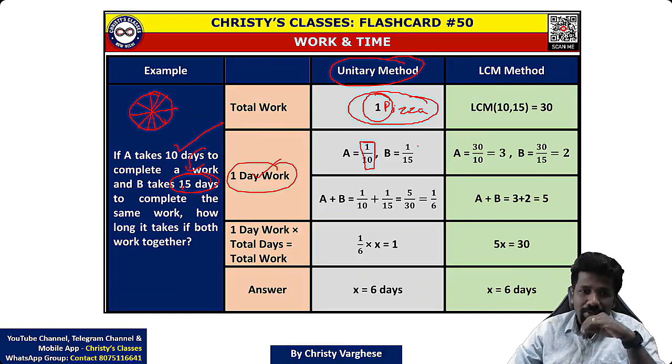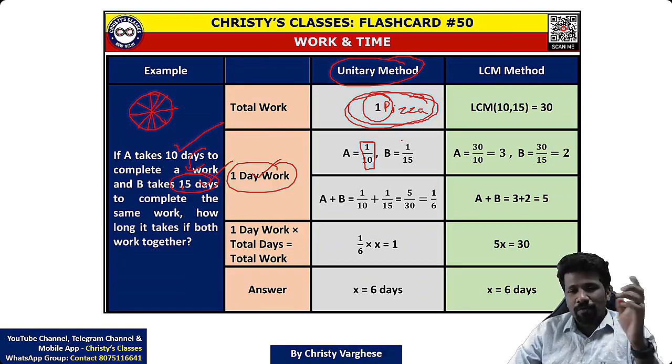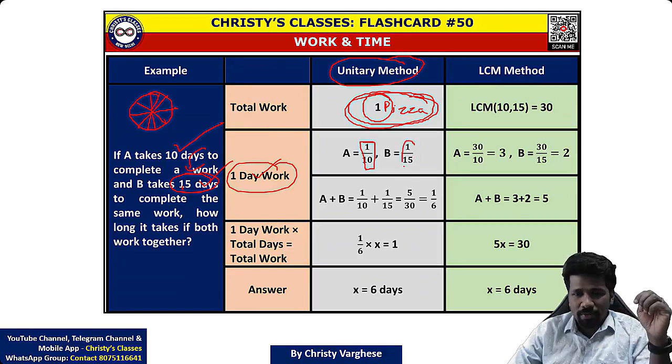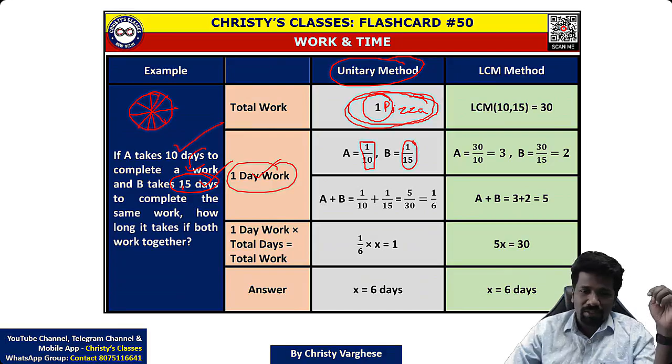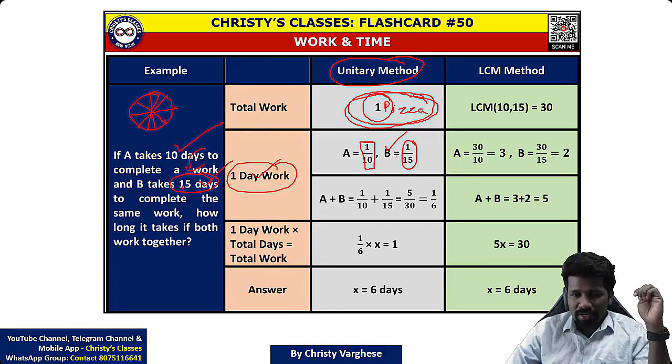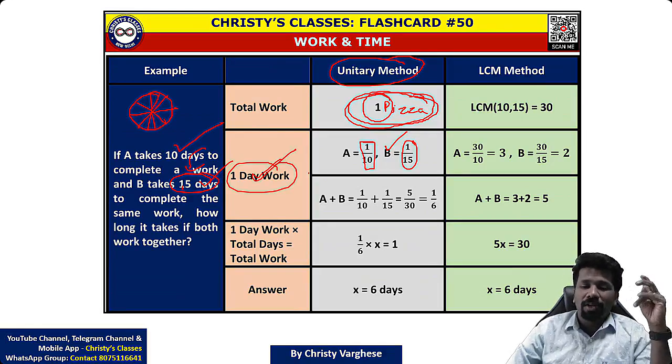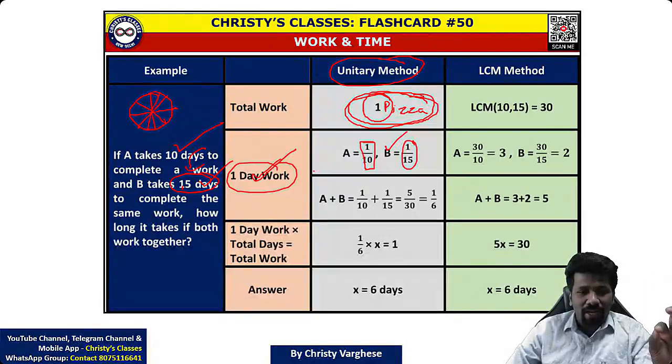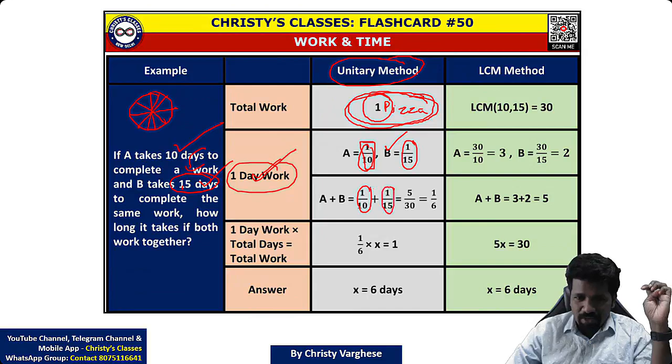What about B? B needs 15 days to eat this whole pizza. So cutting one pizza into 15 equal parts, B can eat 1 out of 15 pieces. That is what B is doing. Is it clear? Now they are working together, which means in one day, how much pizza will they eat in total? A will eat 1/10 of the pizza, B will eat 1/15 of the pizza.